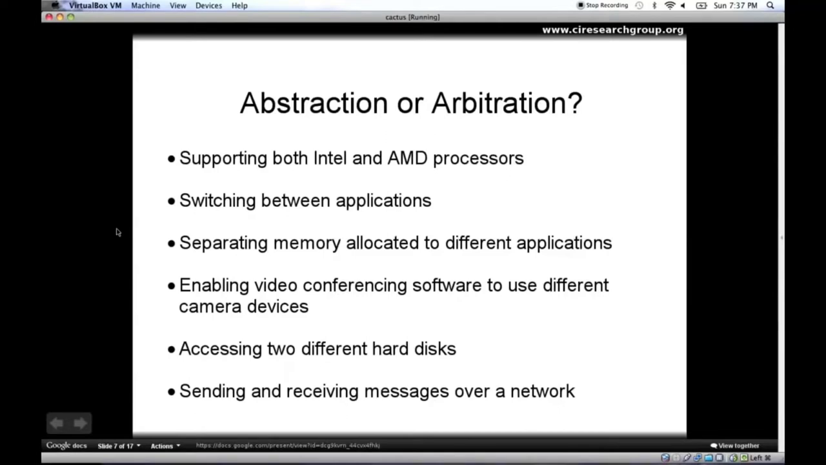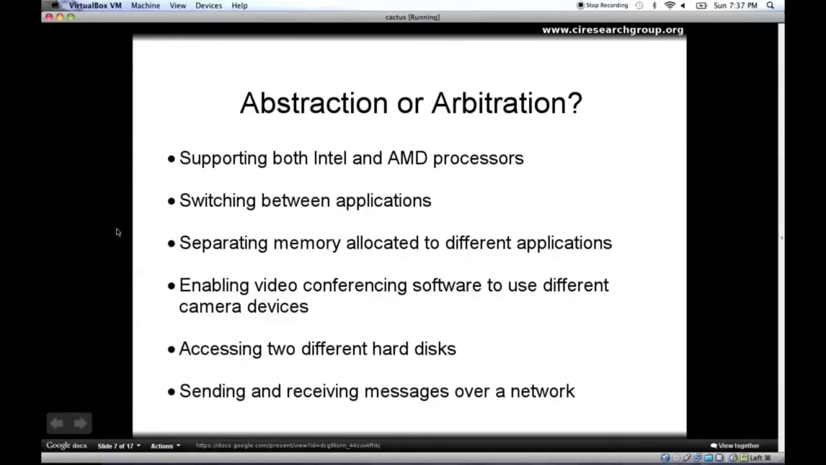Switching between applications is an example of arbitrating hardware resources among the different applications on the system. Separating memory allocated to different applications is also an arbitration activity. It keeps one application from overwriting the contents of memory that's being used by another application.